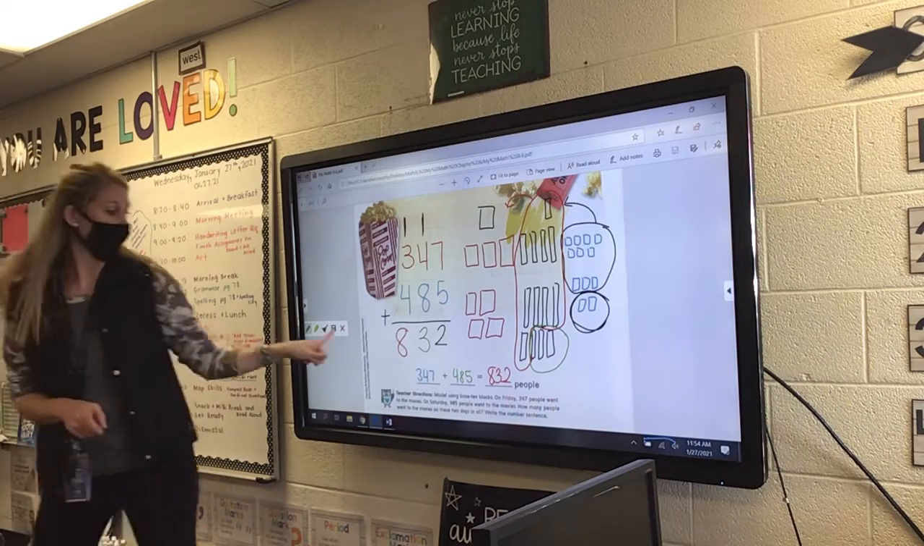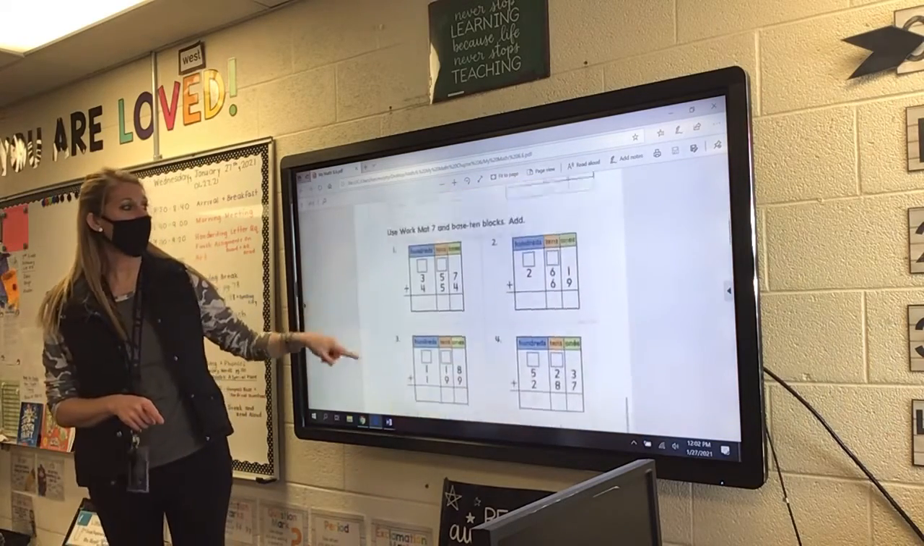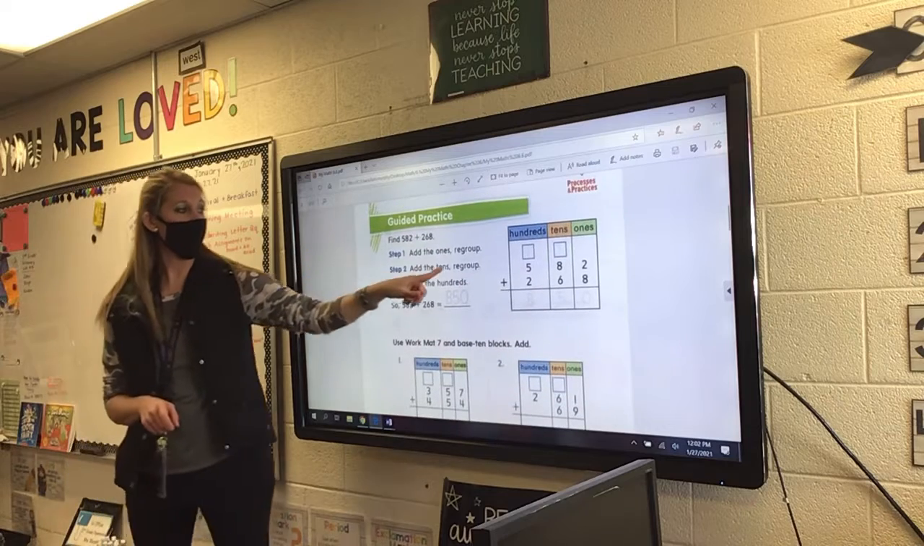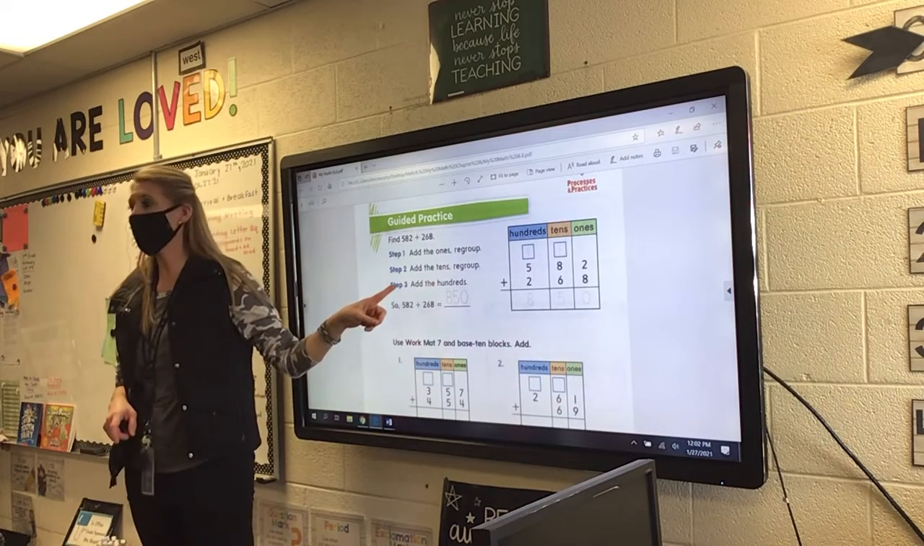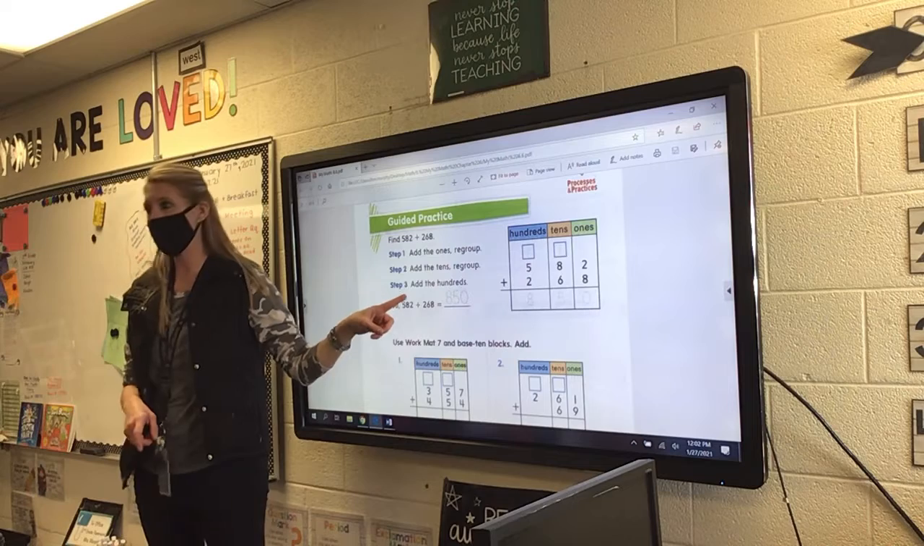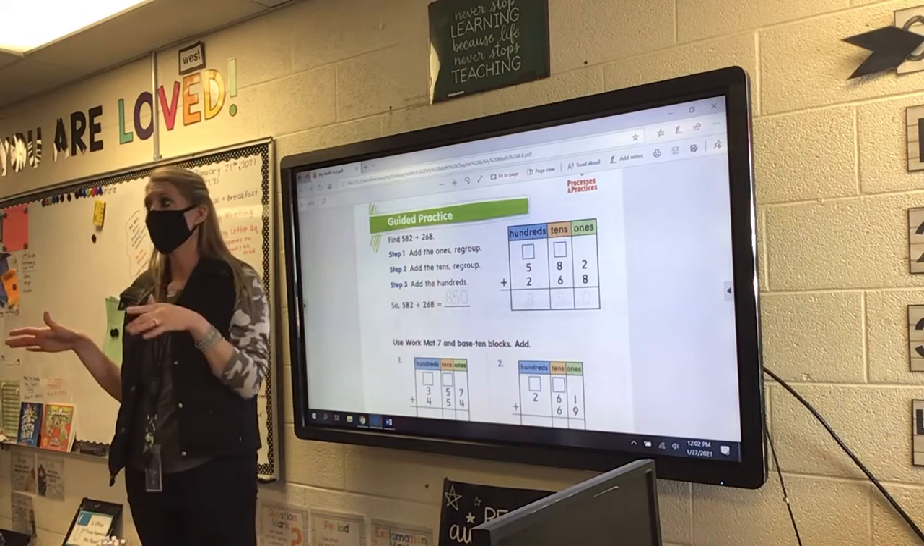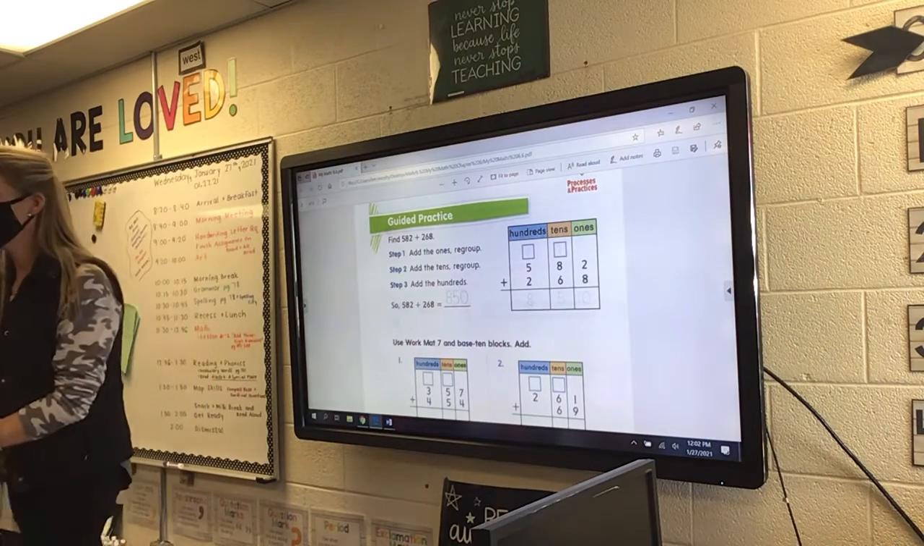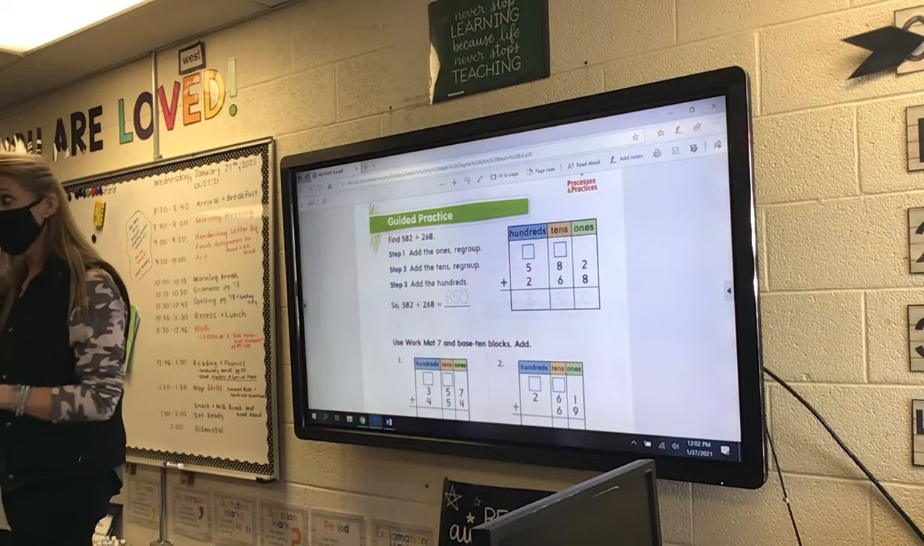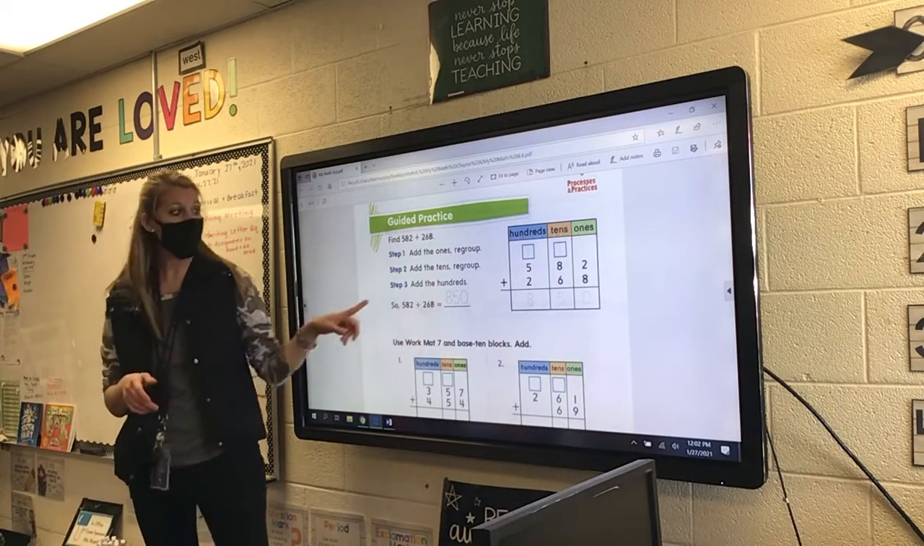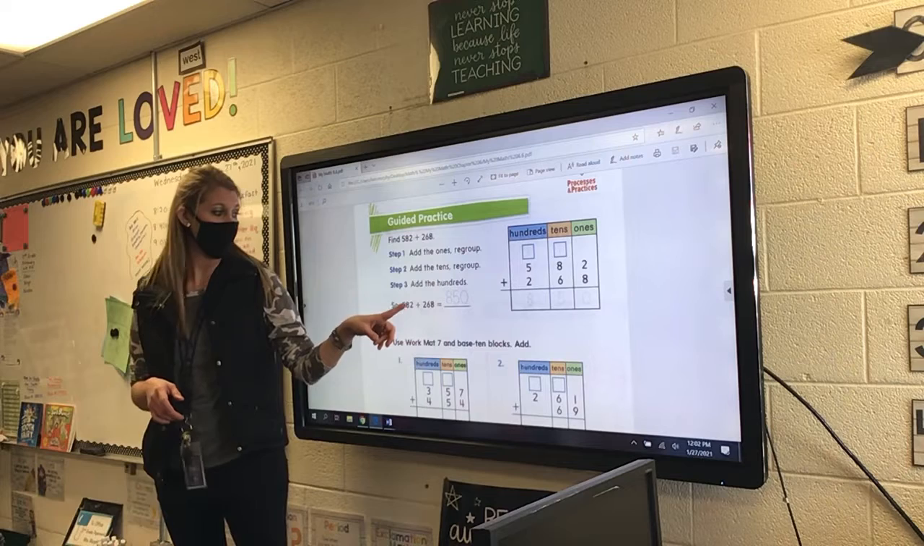So step 1 is to add the ones and regroup. Step 2 is to add the tens, regroup. And step 3 is to add the hundreds. We are not going to have to worry about regrouping the hundreds. Yes, it could happen. You probably will do it in 3rd grade, but we're not going to do it in 2nd grade.